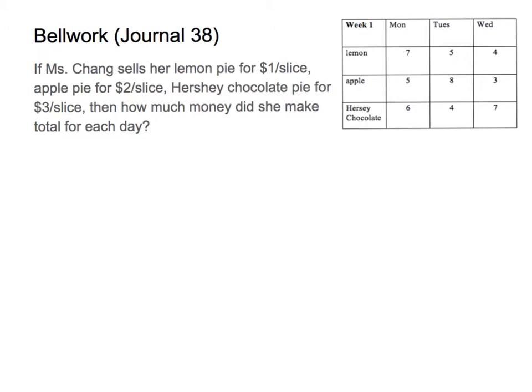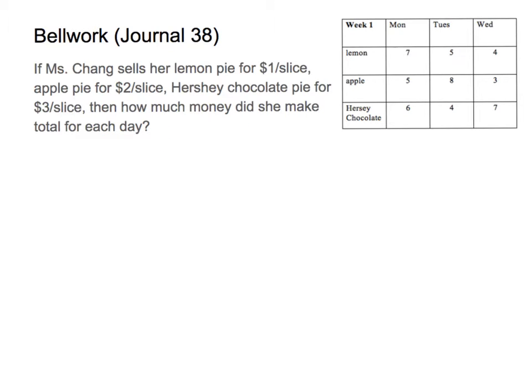Right, so let's start with our bell work here. This problem basically takes the last journal entries table, and in this case it says, if Miss Chang sells those lemon pies for $1 a slice and the apple pie for $2 a slice and the Hershey chocolate pie for $3 a slice, how much money did she make total for each day?